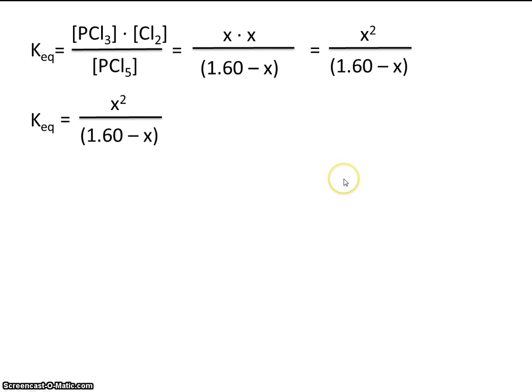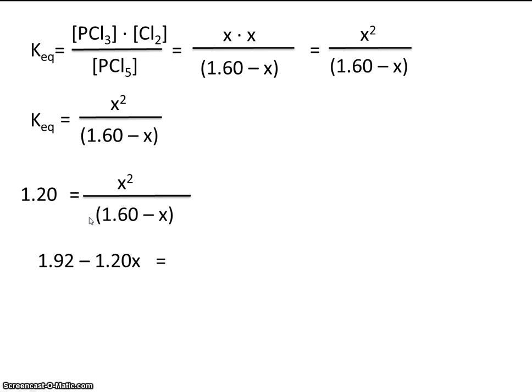Okay, let's go ahead and plug in the K value. It was 1.20. Now, we want to start solving for x to get x by itself. So to do that, we're going to multiply both sides by the denominator. That leaves us with an expression like this.